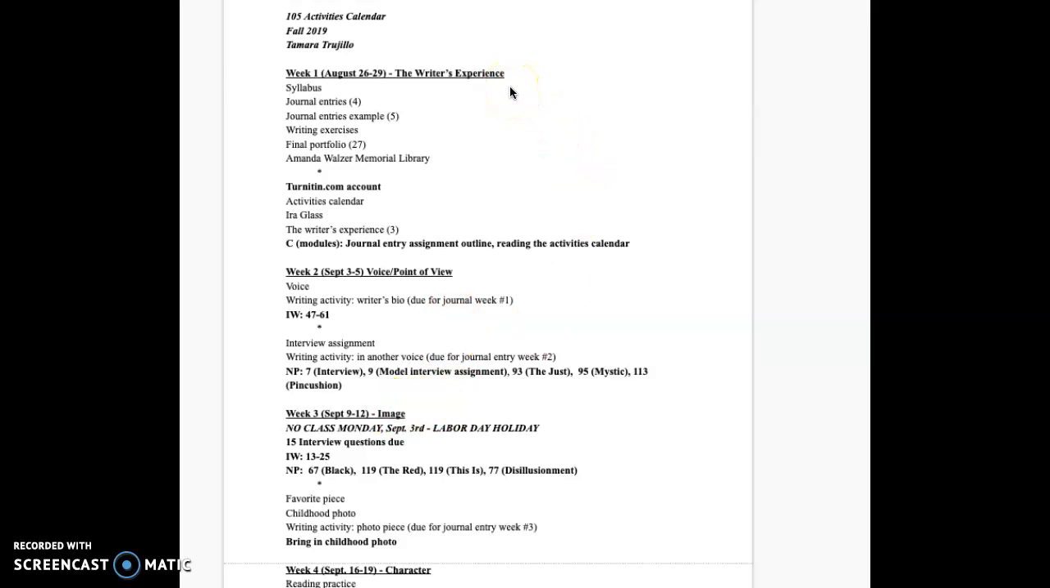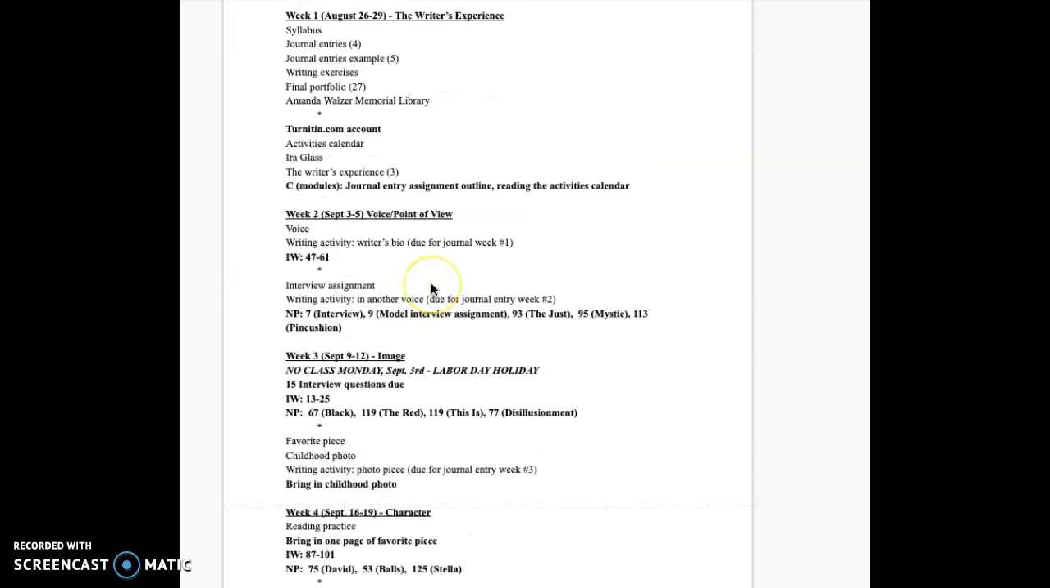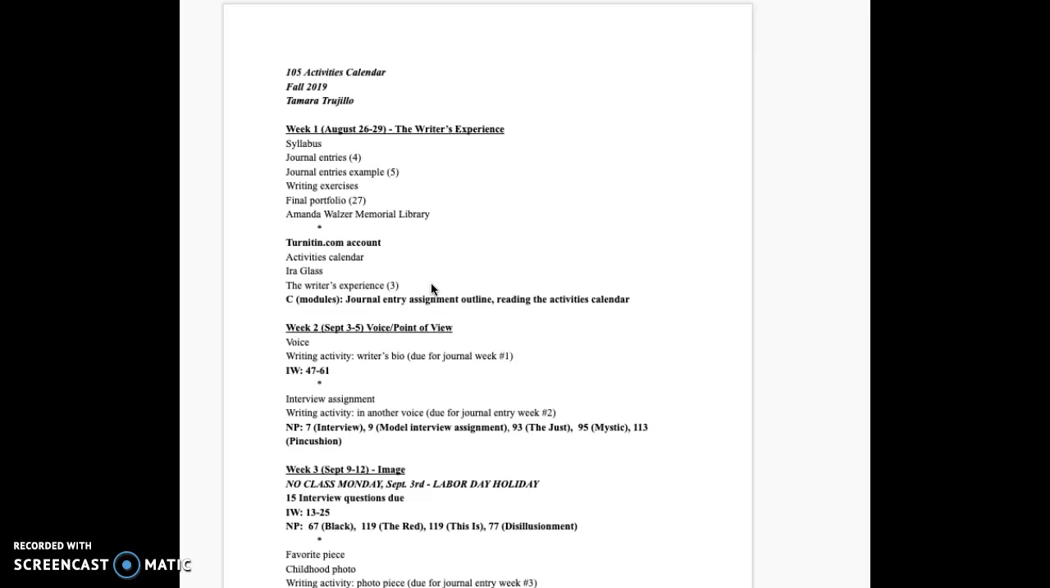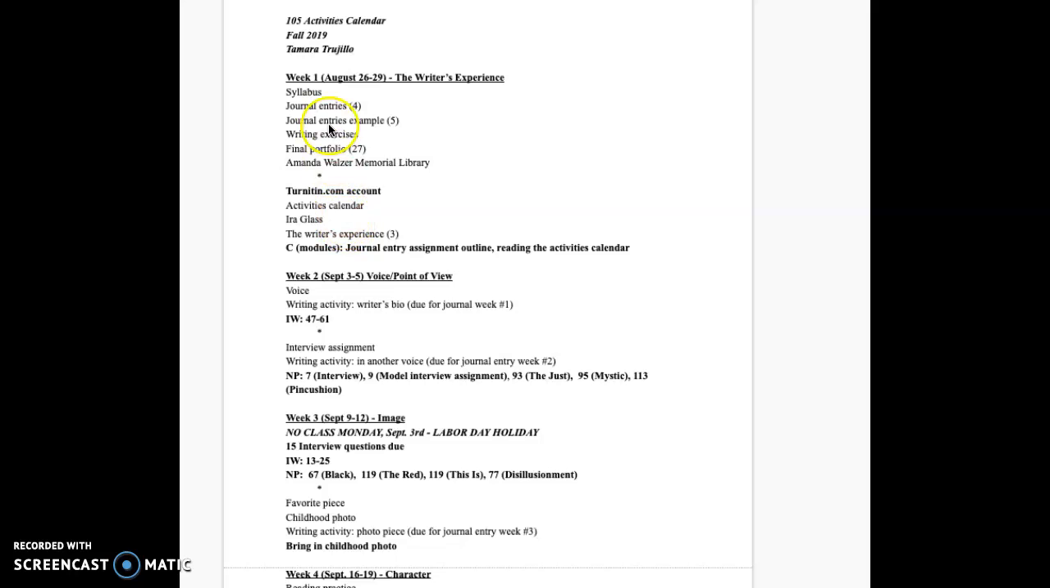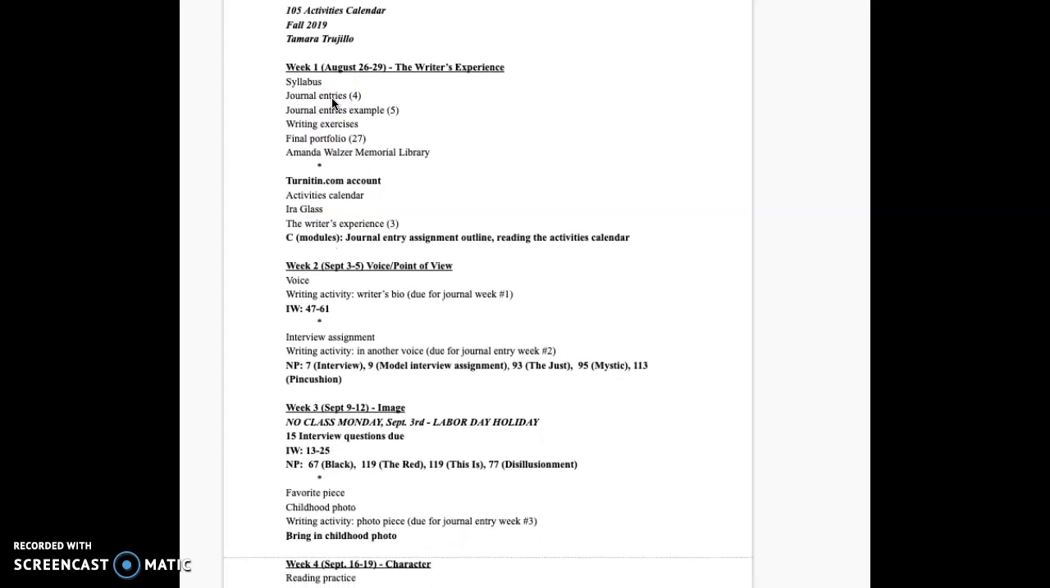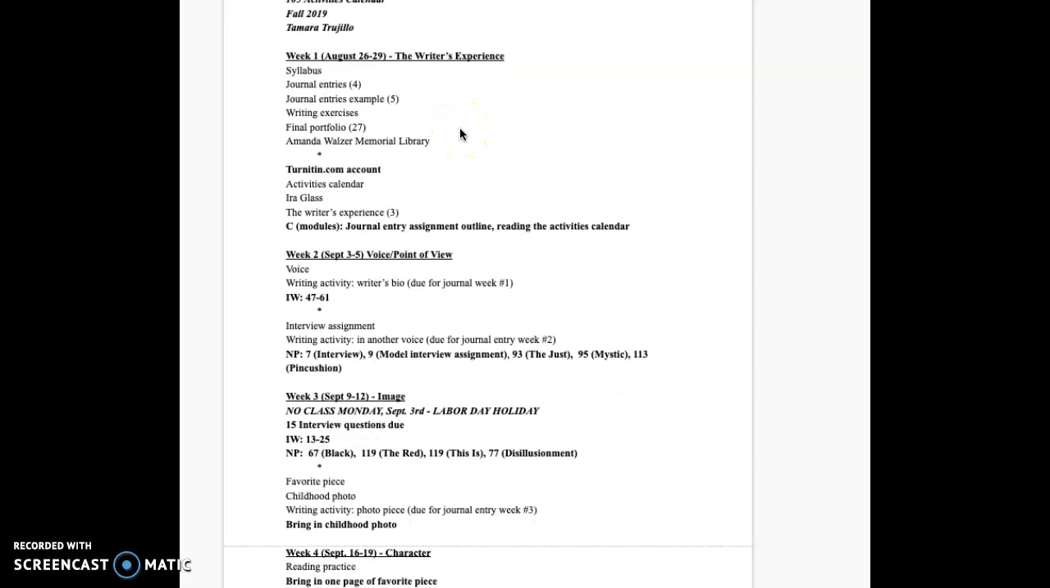So first week, the writer's experience, second week, voice and point of view, third week, image, fourth week, character, etc. Okay, this happens to be the calendar for fall 2019. So every week is broken up into two different meetings on this calendar because for fall 2019, the class meets twice a week. It happens to meet on Tuesday and Thursday. So whatever is written above the asterisk applies to Tuesday's class, and whatever comes after the asterisk applies to Thursday's class. Whatever is in bold is due for that class.